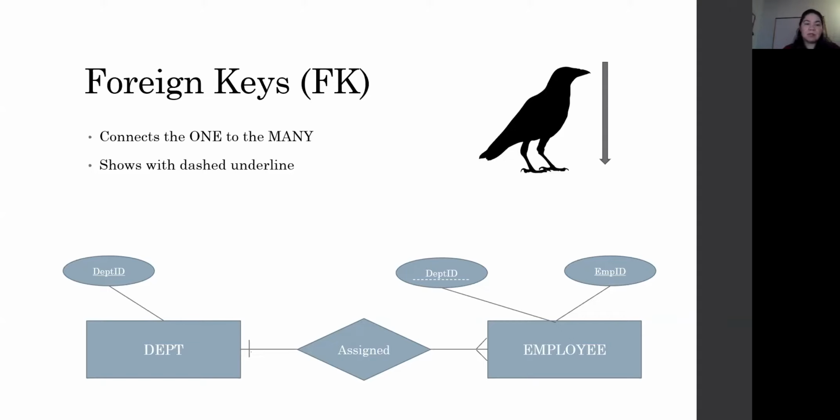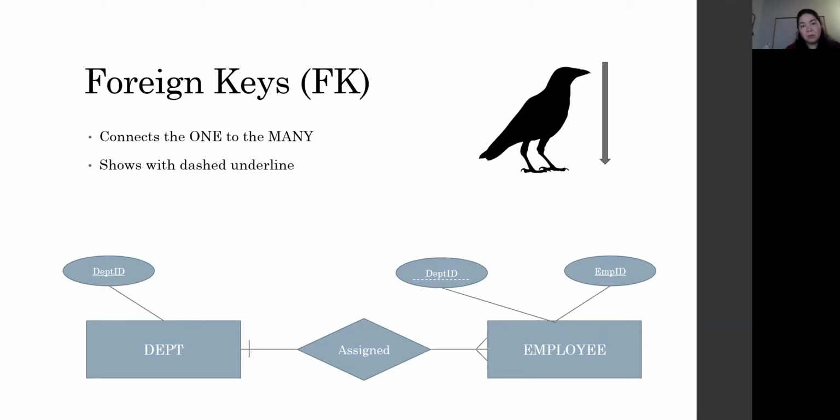So the way that we do this is that you can see on this diagram, we have department as a table. It has a department ID. That's the primary key. You can tell because it has a nice, neat little underline under it. Employee table also has its own identifier, which is the emp ID. Again, nice underline. And you can see here, there's a department ID that has a dashed underline. We know that's a foreign key because of the dash and because it's a duplicate name from the department table.